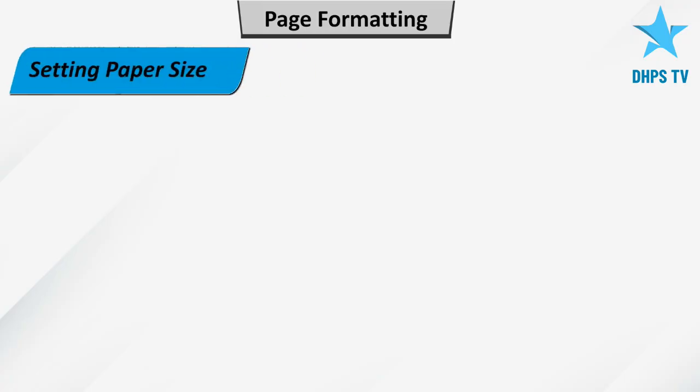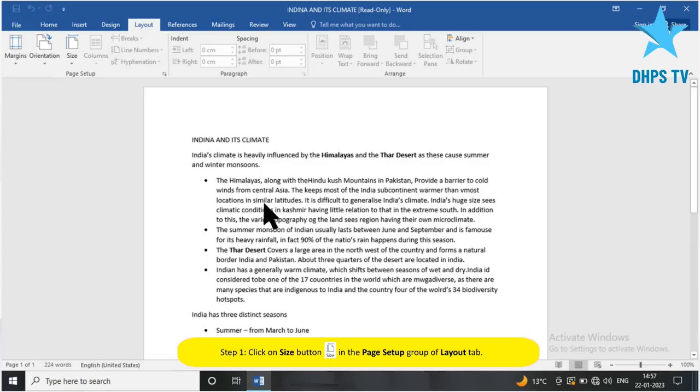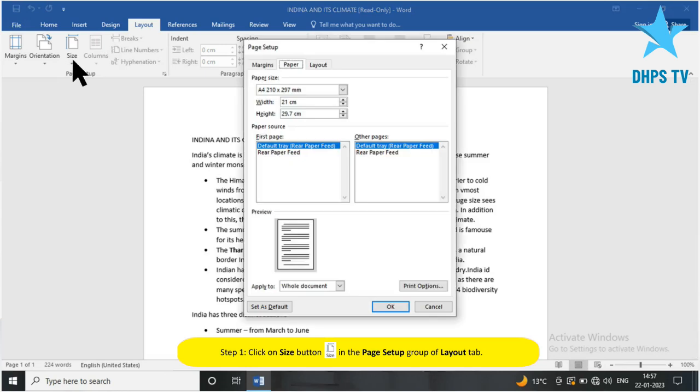Setting paper size. Word gives us the option of many standard paper sizes. The default size is letter. To change the paper size, follow the following steps. Step 1. Click on Size button in the Page Setup group of Layout tab. Step 2. Choose a paper size you want for your document. The standard size is A4.